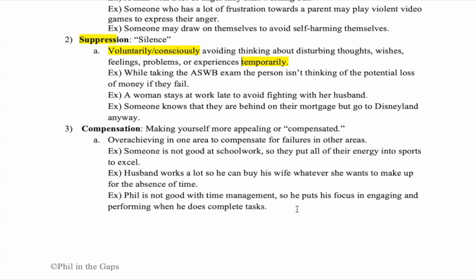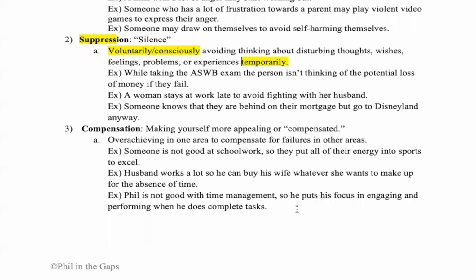Another example, someone knows that they are behind on their mortgage, but goes to Disneyland anyway. So they voluntarily and consciously pause the stress related to their mortgage to go to Disneyland, live their best life, but that mortgage and being behind on it is going to be there when they come back. So that's the difference between suppression and the other defense mechanisms, is that this person is making an active choice to not acknowledge something temporarily in order to have a more satisfying reality for the moment.